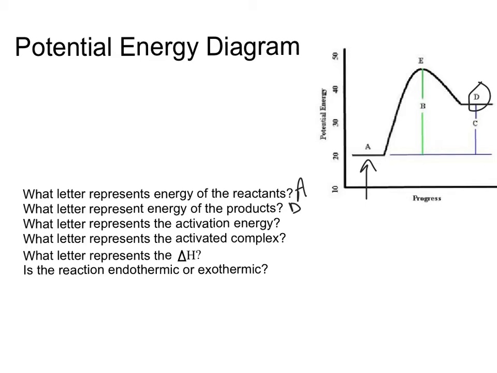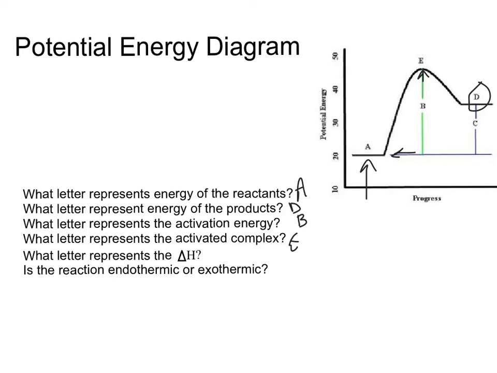Which letter represents the activation energy? Again, activation energy is the energy required to get up and over the hump. But I don't start all the way at the bottom. I start with my reactants. So the activation energy is the difference between the very top of my hump and the beginning of my reaction. So activation energy is going to be B, because that's the letter that you can see that I kind of covered up there. There's your B. Which letter represents the activated complex? That's going to be the top of the hill, E.